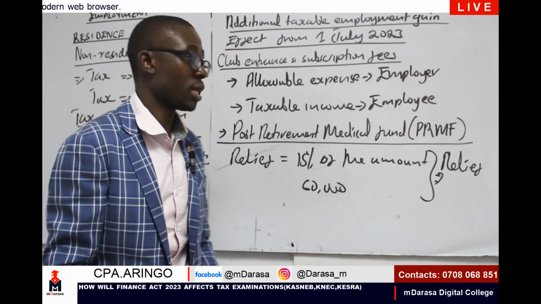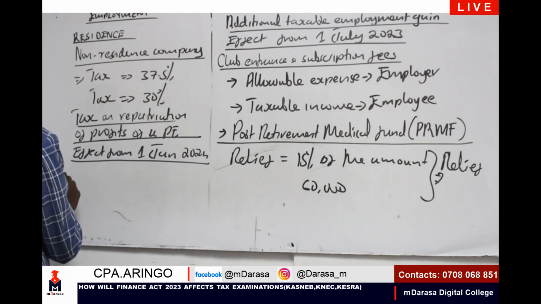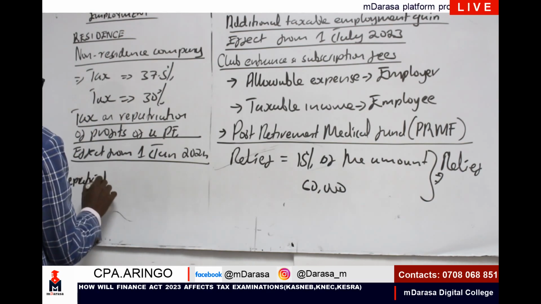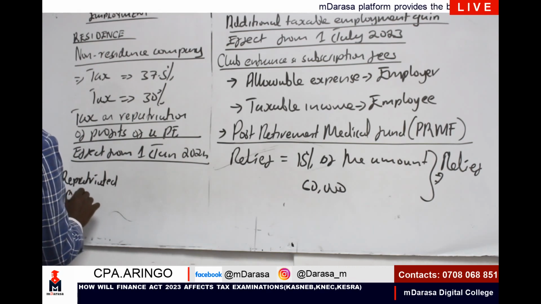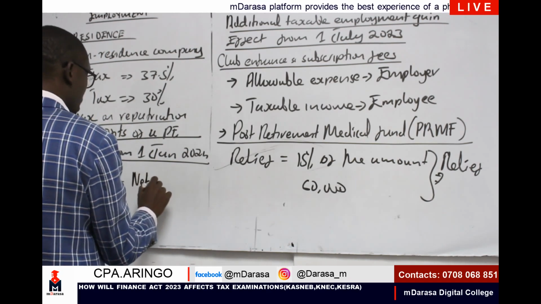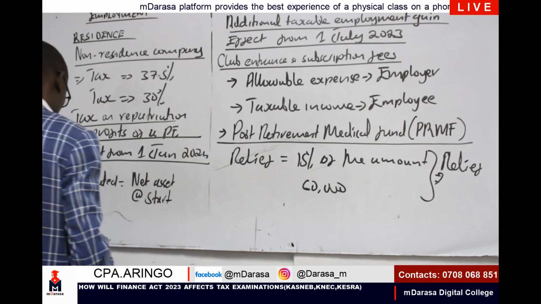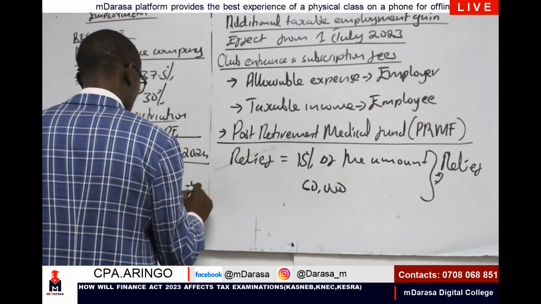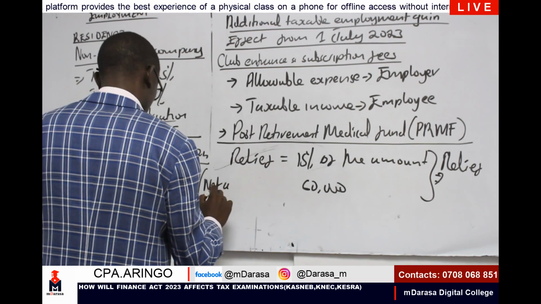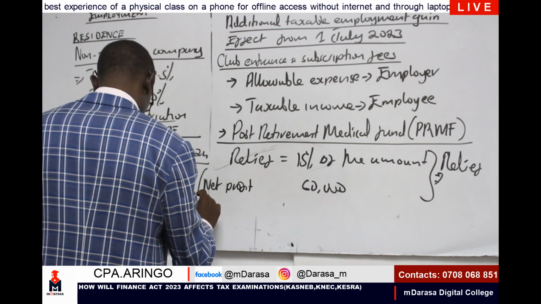It is going to be taxed in Kenya on the following formula, whereby we are talking of repatriated profit. How will you compute your repatriated profit? Repatriated profit is computed as follows: we start with net assets at the beginning, net assets at start, and we add our net profit for the year.